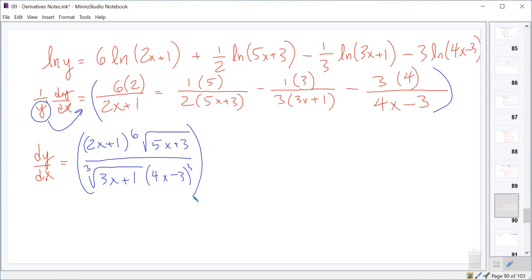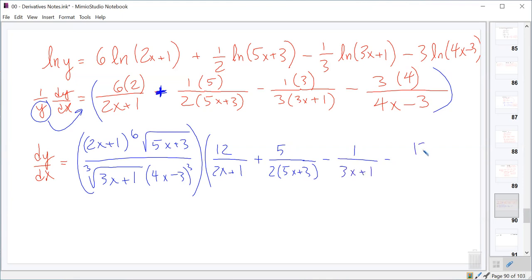And then we have all of the rest of this parentheses here, which is 12 over 2x plus 1. This was a plus in here. I don't have an equal sign there, but that was a plus. So plus 5 over 2 times 5x plus 3, minus, those 3's will cancel, so just minus 1 over 3x plus 1, and then minus 12 over 4x minus 3.